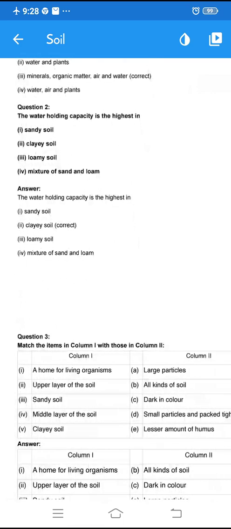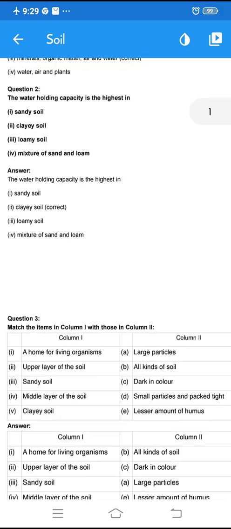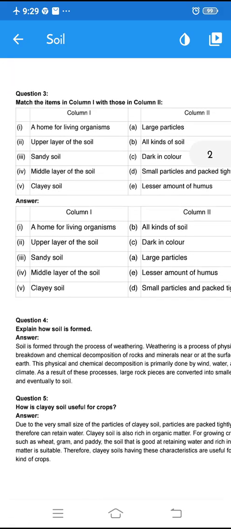So let's go for question number 2. The water holding capacity is the highest in the dash of the soil, following soil. So what are those? Sandy soil, clay soil, loamy soil, mixture of sand and loam. Okay, so the water holding capacity is the highest in the following. So the highest water holding capacity is present in the clay soil. Okay, so yes, let's move on to the third question here.